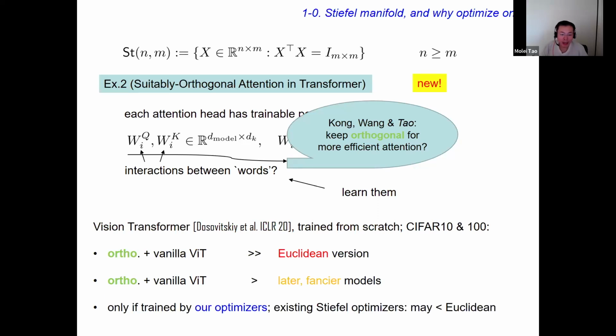But of course, there is a caveat. So actually, there are two. So number one. It's not like Stiefel optimization will automatically buy you advantage. If we train it by our optimizers, we get improved performance, but there are existing manifold optimizers. Some of them may actually give you results that are worse than Euclidean situation.